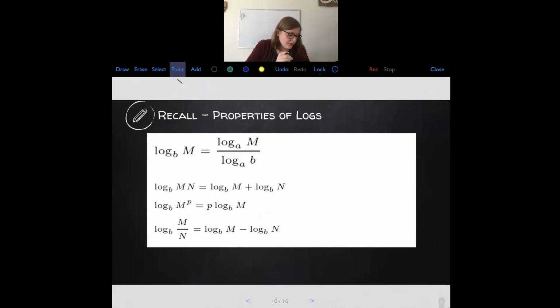Okay, so what we're going to do is we're going to be able to use these properties to solve exponential equations when we can't get the bases to be the same. So really there's two ways to solve exponential equations. One is we make sure that the bases are the same and we equate the exponents, and two is what we're going to talk about next.